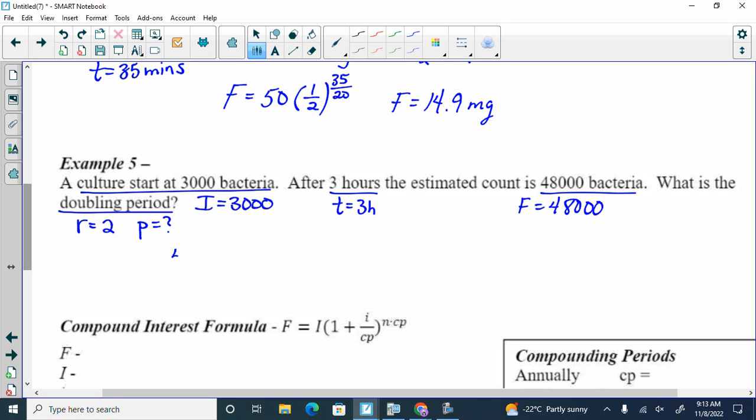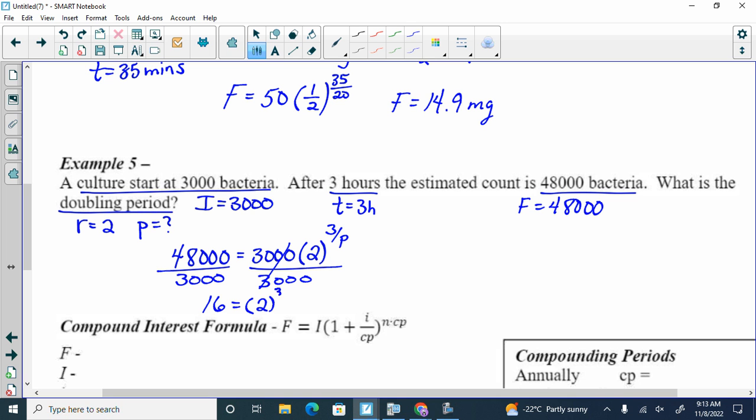So my final is 48,000. My initial is 3,000, which makes sense because it's doubling, so it's getting bigger. And I'm going to get 3 over P. And now Peter's going to be super happy, not because there's a P up there, but because he's going to get to log both sides, because we need an exponent down. So I divide, or we could do what in this one? I want to use common base. You betrayed us. You know what? Common base I like better anyways if I have the option. So that's what I would have done too.